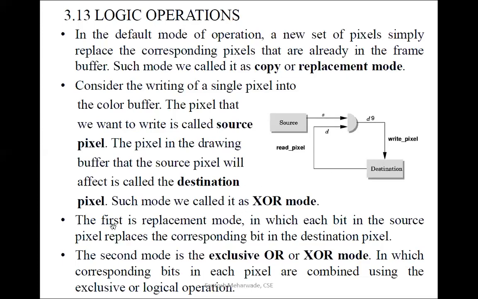The first is replacement mode, in which each bit in the source pixel replaces the corresponding bit in the destination pixel. As I said, whenever initially we are writing the source pixel, assuming that there are no pixels present in the destination, we are performing the replacement, meaning we are copying this source pixel into this destination. Then in the second mode, we are going to apply the exclusive OR operation, in which corresponding bits in each pixel are combined with the source pixels with the help of a logical operation, that is, exclusive OR.